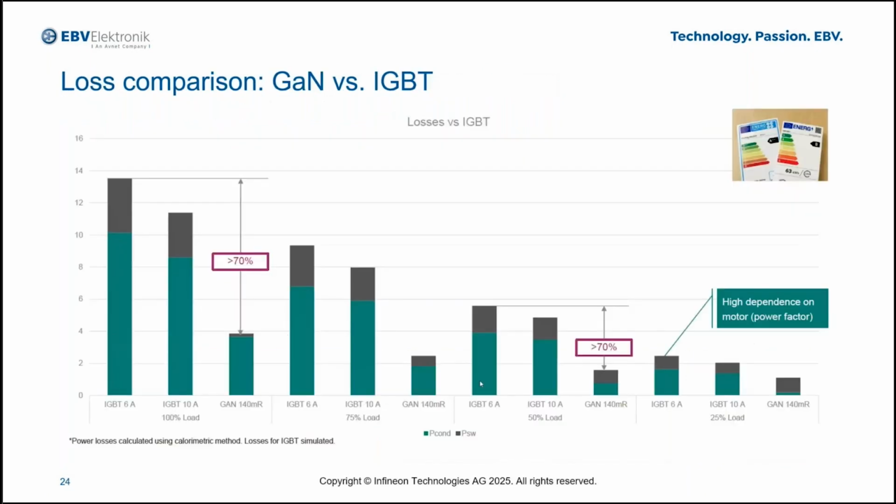And here we see a calculation using a calorimetric method and simulation for the IGBT part. And we see that with gallium nitride devices, you can even reach up to 70% loss reduction compared to an IGBT design, and especially at 50% load and 100% load is where this huge difference comes into play.